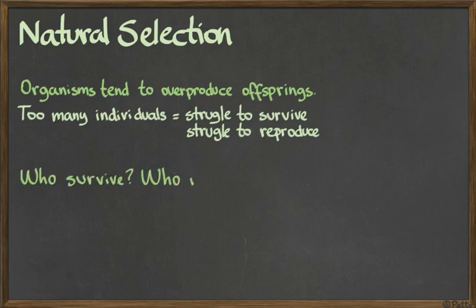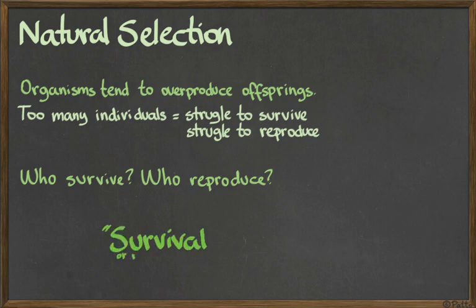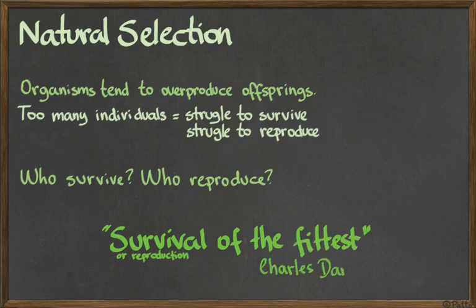So as a result, then we ask, who is going to be surviving? Who is going to be reproducing? Few of them. So in this case, it's going to be the survival or reproduction of the fittest. The original sentence was from Charles Darwin, the survival of the fittest, the idea that only the fittest would survive. But nowadays we say the survival or reproduction of the fittest, because you need to survive and to be able to pass on your genes.